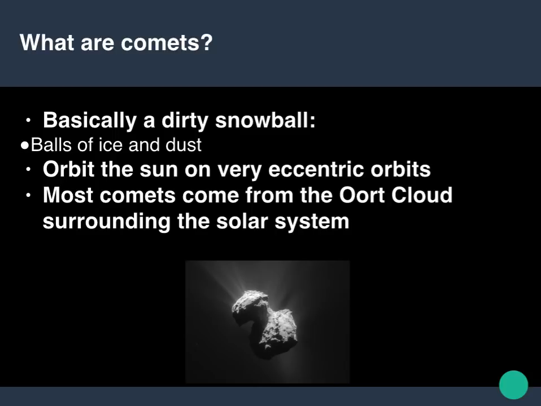So they orbit the sun on very eccentric orbits. So we know that the planets orbit on eccentric orbits, but in comparison, these bodies come flying in from way outside of the solar system, do a tiny pin curve around the sun, and go flying straight back out. Most of these comets come from somewhere called the Oort cloud. This is just a massive cloud of dust, gas, basically leftovers from the early solar system surrounding our solar system.